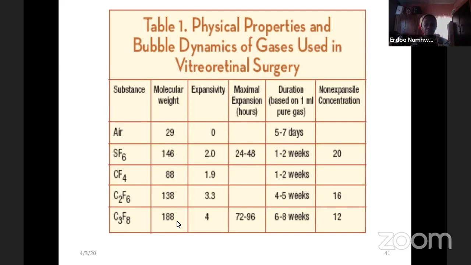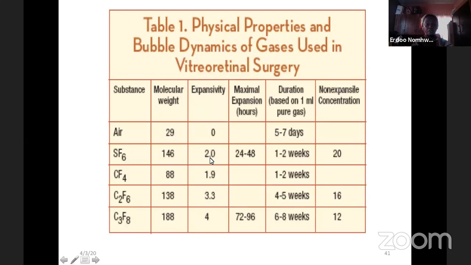Usually air, which is readily available, is not a good vitreoretinal gas to use because it is rapidly absorbed, and it does not expand as well. So most times once you inject it, the effect of it staying to help to tamponade the detachment, because it's rapidly reabsorbed, may not really help. But then your sulfur hexafluoride expands by 2.